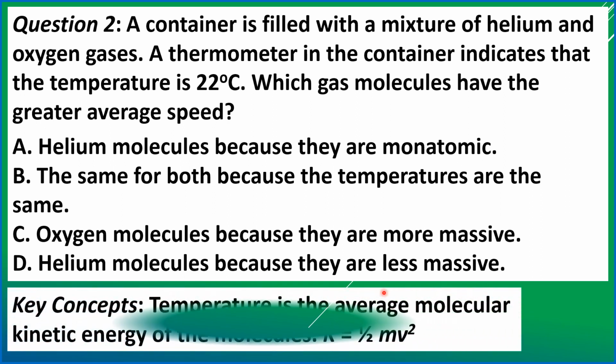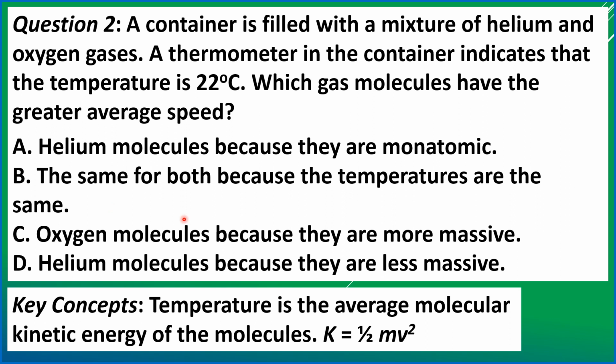The concept applied in this question is that temperature is the average molecular kinetic energy of the molecules. Alright? So the formula for kinetic energy is 1/2 the mass times the square of the speed. So since the temperature of the mixture is given, we can say that the kinetic energy of all the oxygen molecules and the helium molecules on the average is the same.